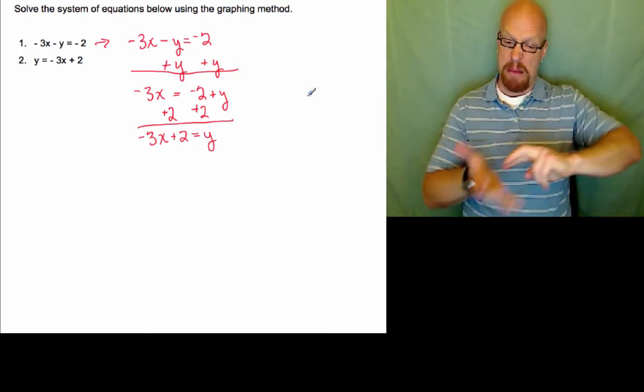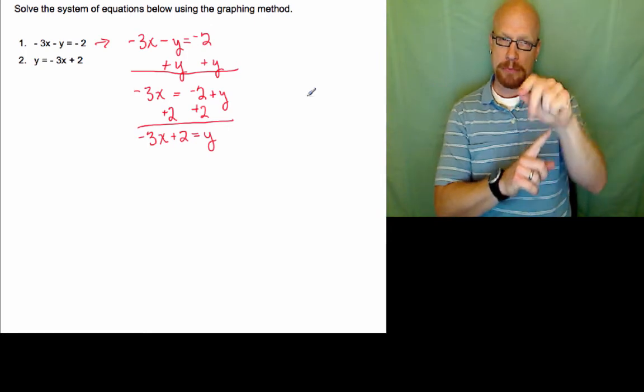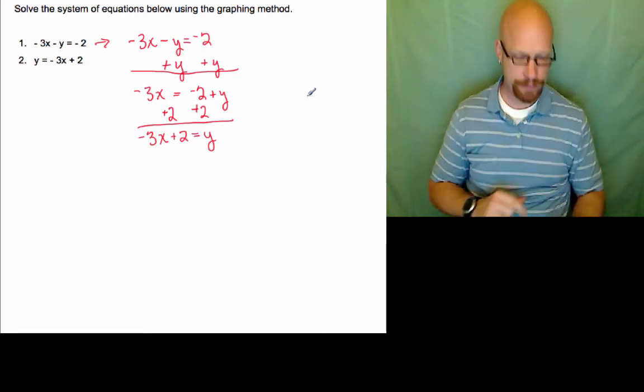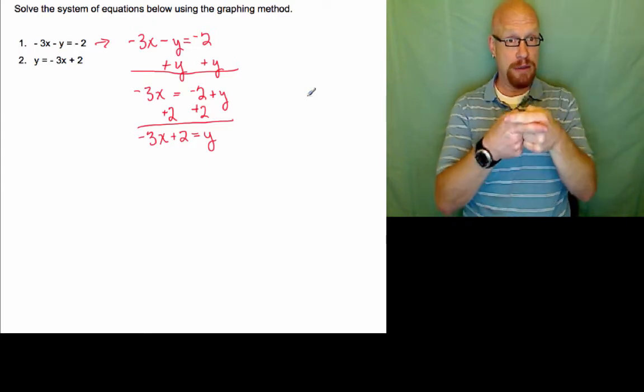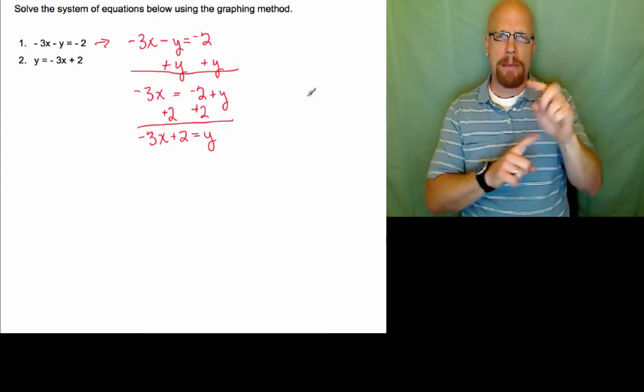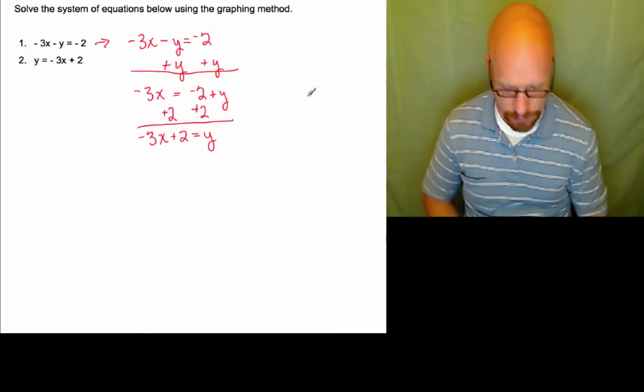Now we have negative 3x plus 2 equals y. Negative 3 is my slope, and the b value for the y-intercept would be positive 2.